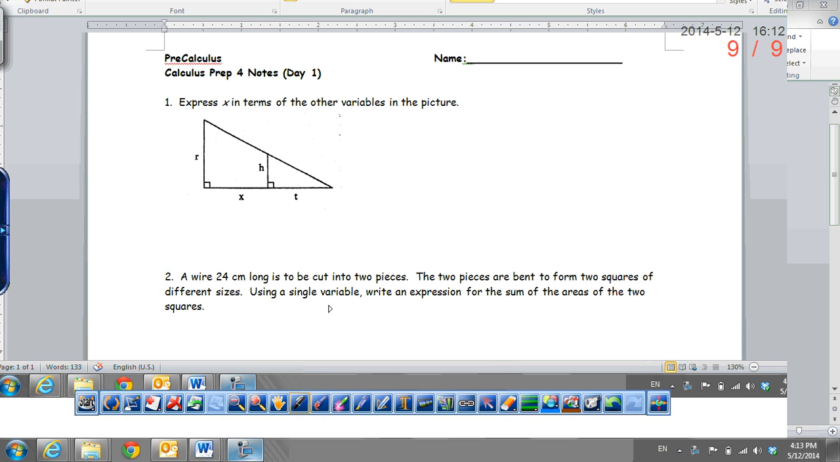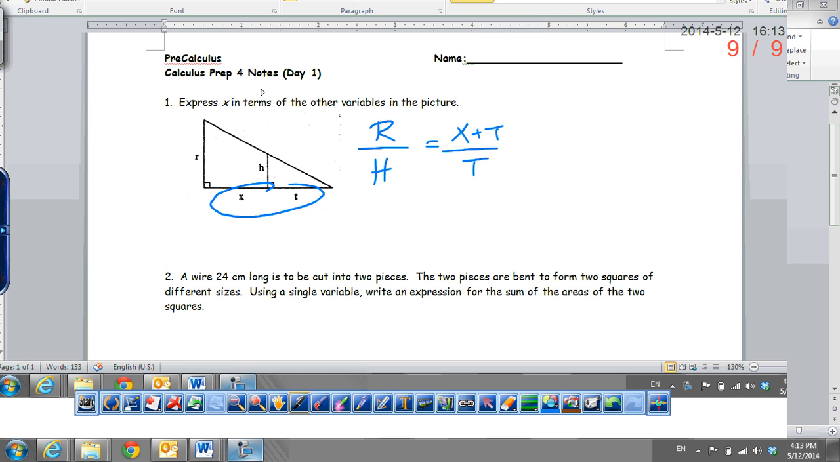Number one, we have two triangles. If you can see there, we have the big triangle, and then we have a smaller triangle. So we're going to use that to our advantage, knowing that they are similar because they have two angles that are the same. Therefore, the third angle is the same. Therefore, they are similar. So I'm going to say that R over H is equal to, because proportions, x plus t over t, because this whole entire thing is x plus t.